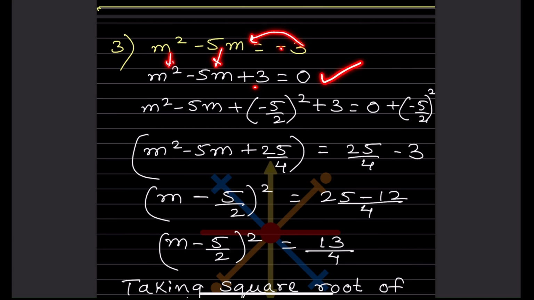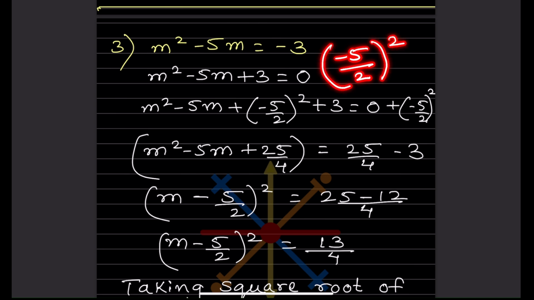Now this is in the standard form. The other things are going to be the same. For the middle term, you are going to look at the coefficient of m. Instead of x, the variable is used as m. So minus 5 divided by 2, and you are going to take the square of that.